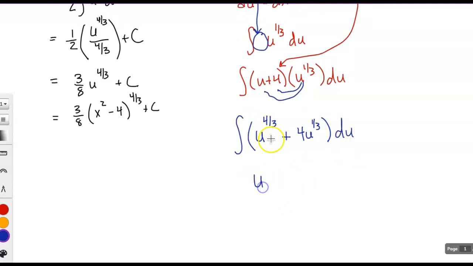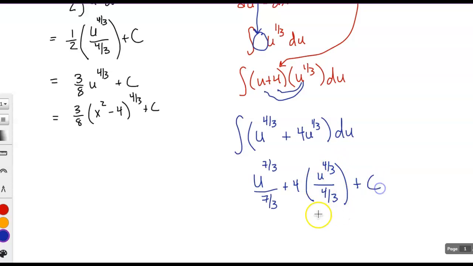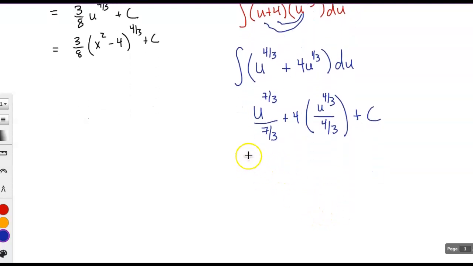So we're going to add 1 to the exponent, which would be 7/3. We're going to divide by the new exponent. Then we're going to add 1 to the exponent again. So 1/3 plus 3/3 is 4/3. So u to the 4/3 divided by 4/3 plus c. And then I'm going to keep, switch, flip with these denominators. So I get 3/7 u to the 7/3 plus 3/4 times 4 is just 3.